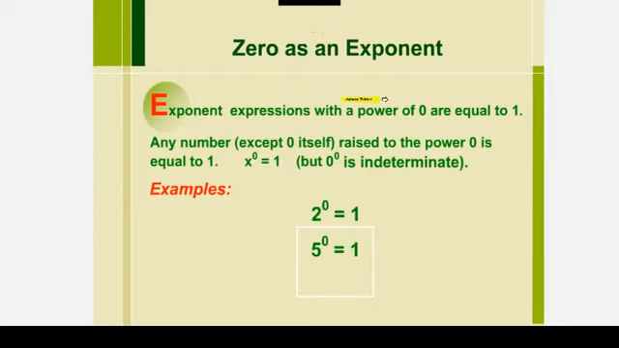Exponent expressions with a power of 0 are equal to 1. Any number except 0 itself raised to the power 0 is equal to 1. So x power 0 or a power 0, anything power 0 is 1. But as I already mentioned in the other video, 0 power 0 we cannot determine at all. So 0 power 0 is indeterminate, or you can even say undefined. We cannot define that at all.